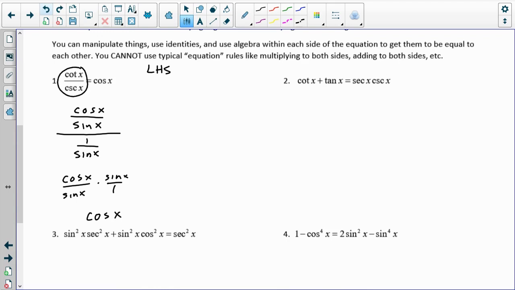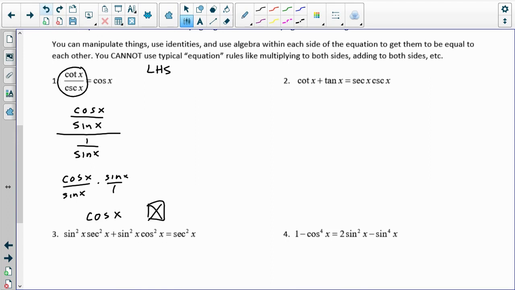Notice that that's exactly what the right-hand side is. If I've gone from left to right and haven't multiplied anything to both sides, I've shown that the left side equals the right side, and that means I've won. Whenever I win, I put an X with a box, just because that makes me feel good. Now let's look at problem 2.